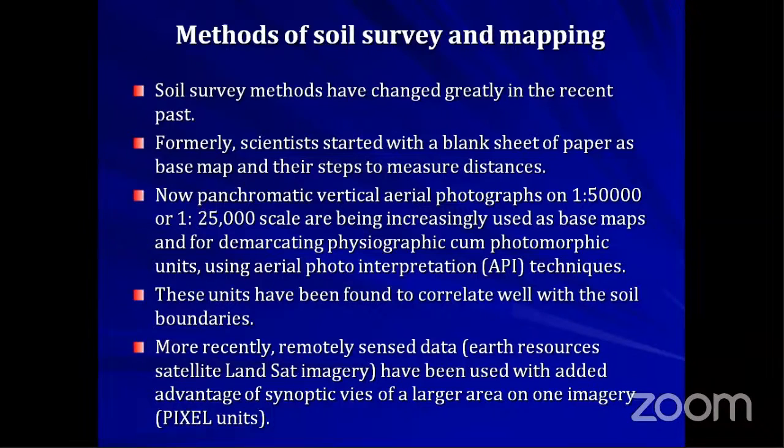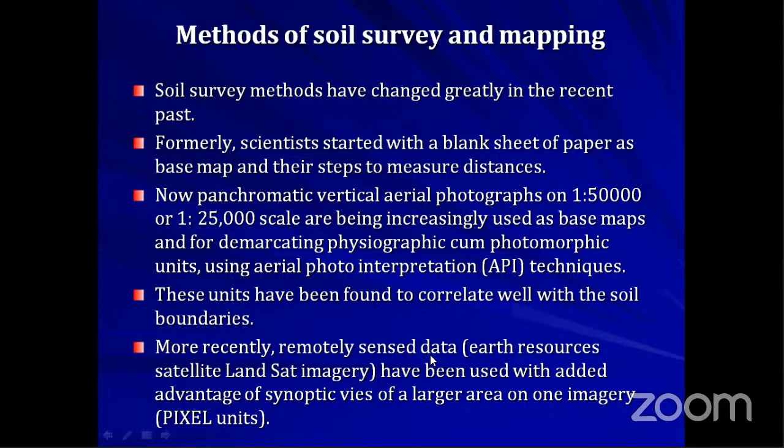But after that, they went for vertical aerial photography, that is, aerial photographs taken from a plane. In one aircraft, they will go and take the aerial photographs, at scales of 1:50,000 or 1:25,000, which were used widely as a base map. So the blank sheets were replaced by vertical aerial photography, and with this they used aerial photo interpretation techniques, correlating all the maps well.